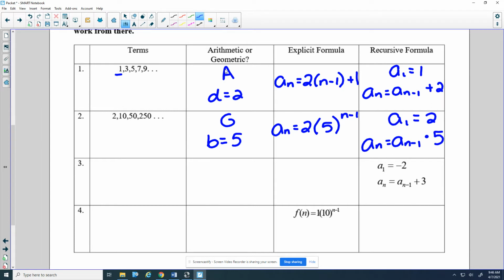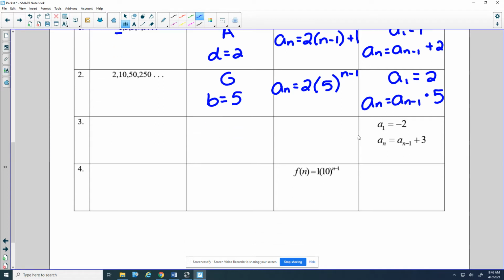So those were pretty quick. We've done a bunch of those. For 3 and 4, we're starting with the formulas. So remember, our place that we always go to first, we don't try to go back and forth between these two because we don't have a lot of practice with that. Go over and find your terms first. So I'm going to go back and make my list of terms.